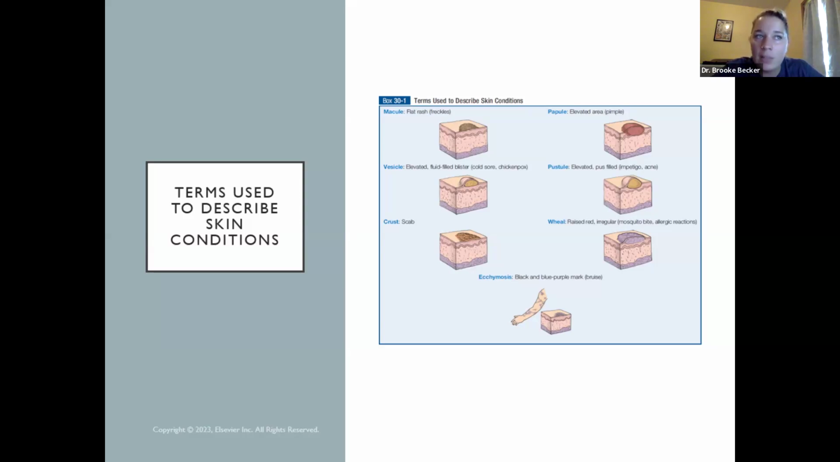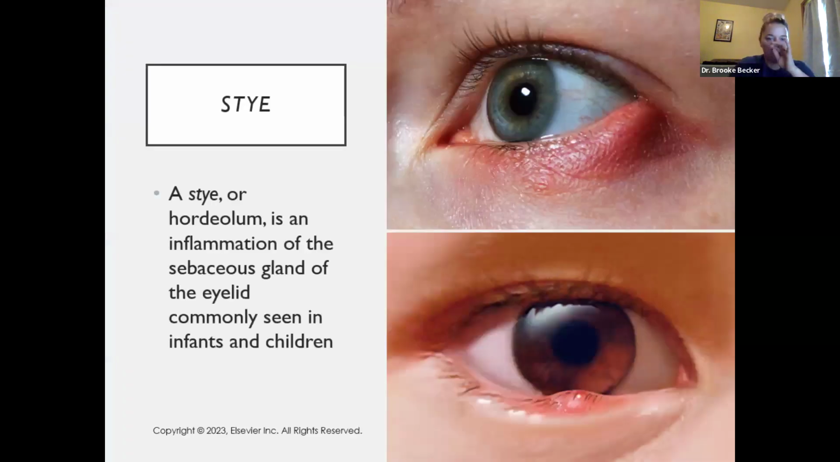A wheal is most common with allergic reactions, like a hive. So it's going to be red and raised, and it's going to have an irregular shape to it. It's not going to be real circular. It might have jagged edges around the circle. Ecchymosis is going to be bruising. Any questions about those at all?